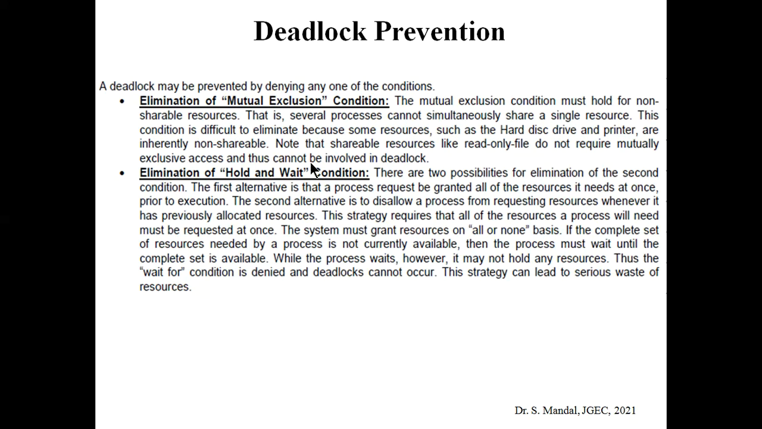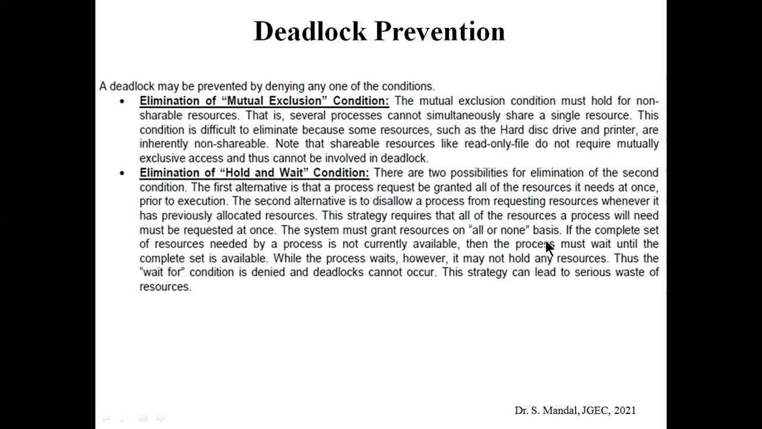Now, the elimination of the hold and wait condition. What is the hold and wait condition? There may be one process which is already in the wait state, because it requests a resource which is already held by another process. So how can we deal with this type of hold and wait condition? We can use the all or none strategy.